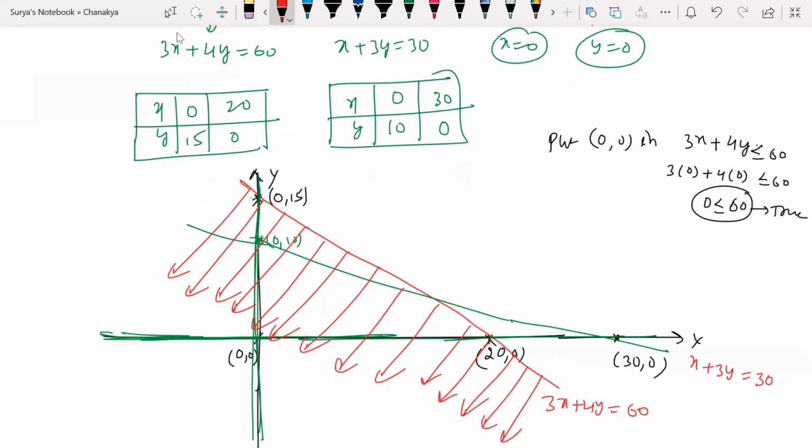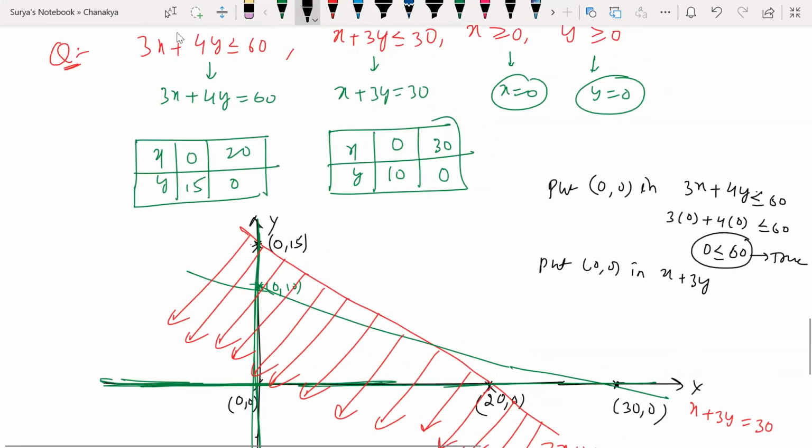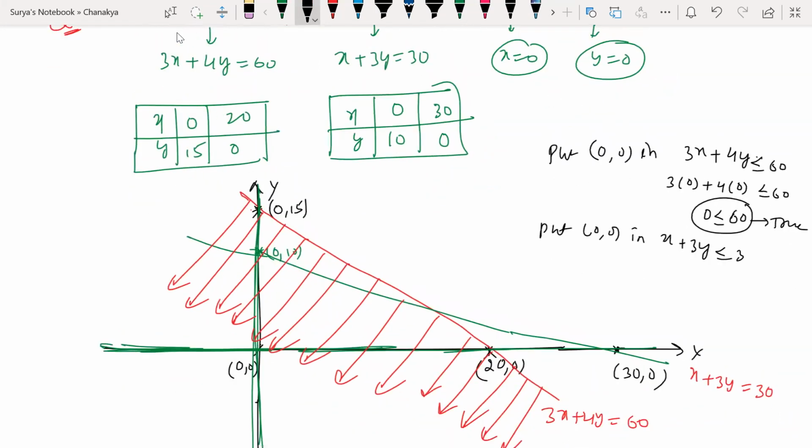Okay. Now look at this here. Green line. What is the solution of the green line? Put 0 comma 0 in x plus 3y less than 30. So 0 plus 0 less than 30. 0 is less than or equal to 30. True statement. So this is also going to be the green line solution, also going to be below the line only, like this.